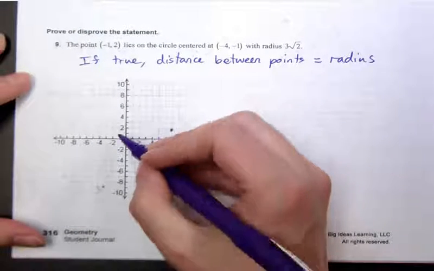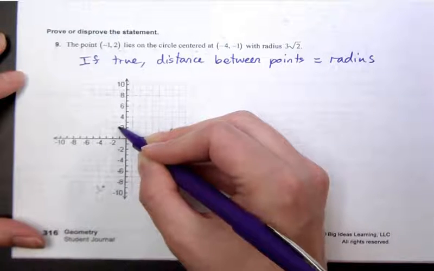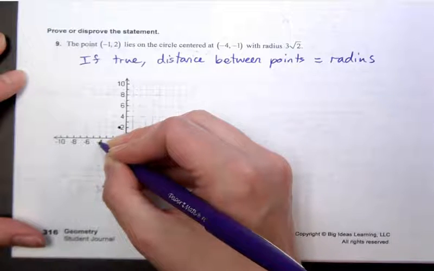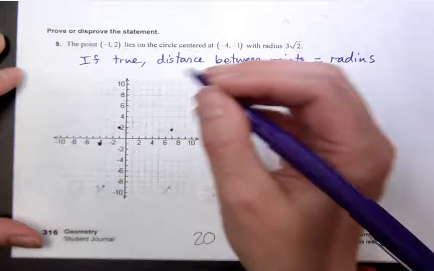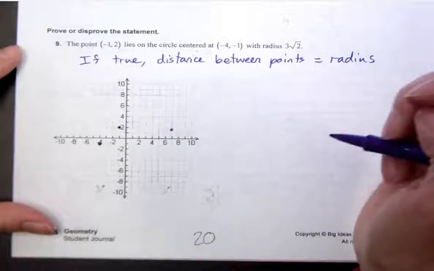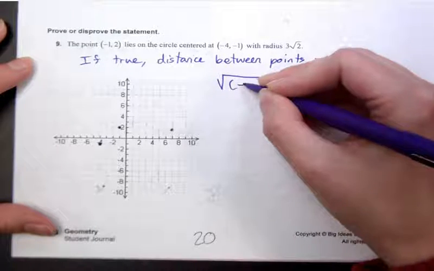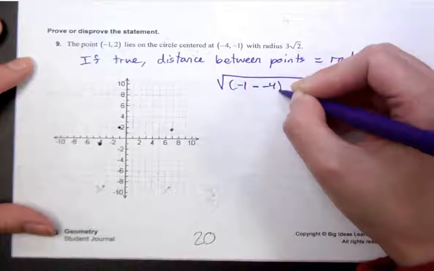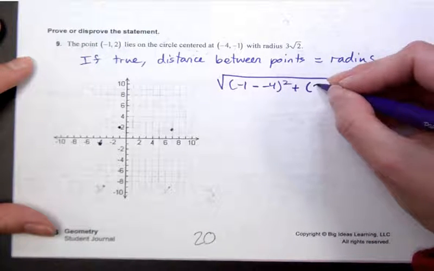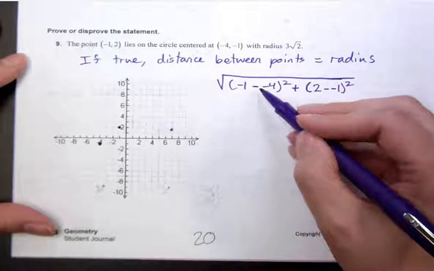So first of all, let's go ahead and graph the points. So negative 1 and 2, and negative 4, negative 1. So since we have a graph, we can either do Pythagorean theorem or we can do distance formula. Since this is notes, we're going to do both. So negative 1 minus negative 4 squared plus 2 minus negative 1 squared. What does this simplify to?